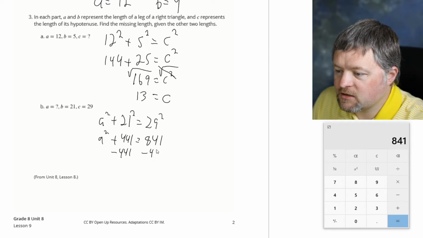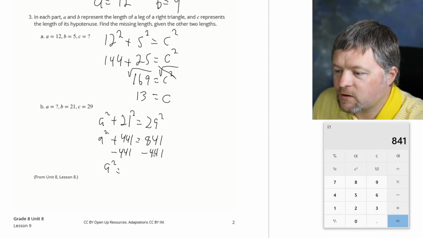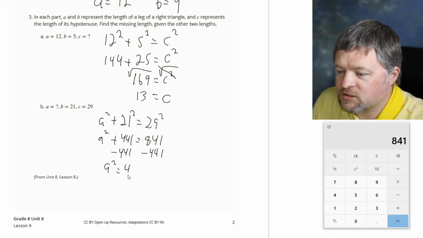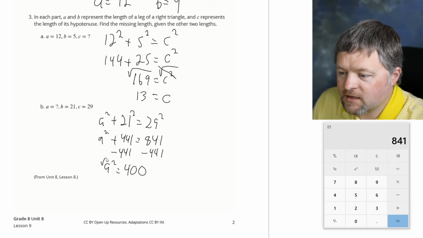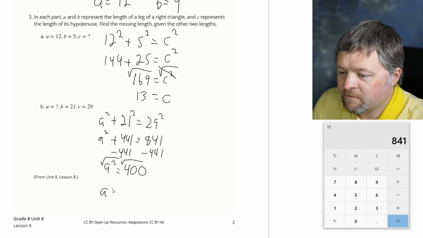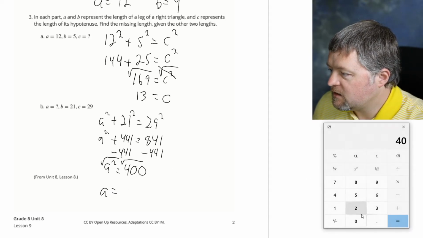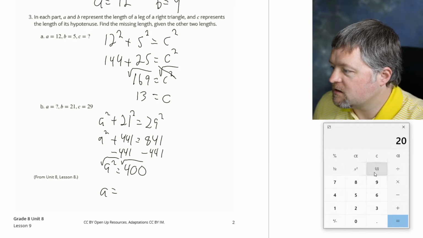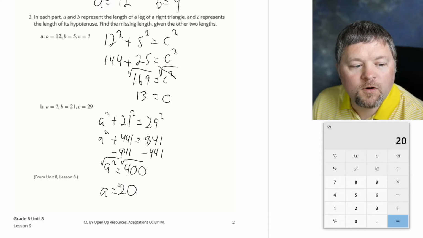Do it to one side, do it to the other. A squared equals 841, subtract 441, which is 400. To isolate the A, take the square root. Do it to one side, have to do it to the other. A is equal to the square root of 400. Does that come out nicely? Ooh, yes it does. A is 20.